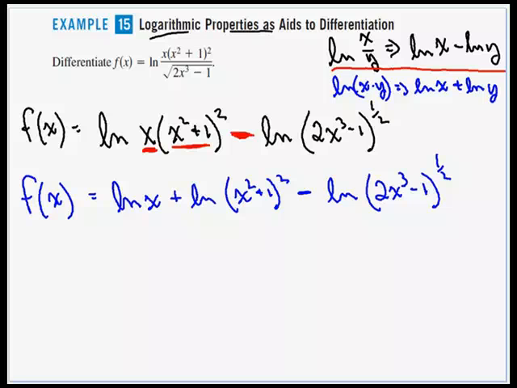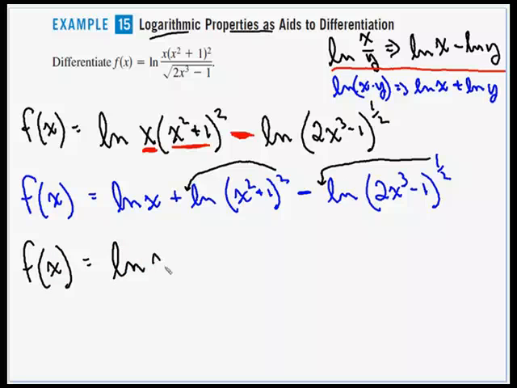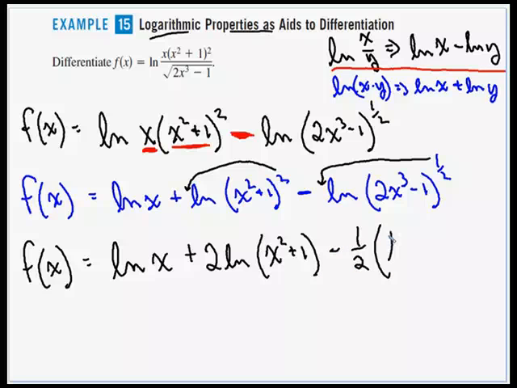And now I hope you already saw it, my favorite log property. We can move these exponents down in front of the natural logs. This is still f of x. We haven't derived yet, but we're setting it up to make it real easy. So this is going to be plus 2 ln of x squared plus 1 minus 1/2 the ln of 2x to the third minus 1.